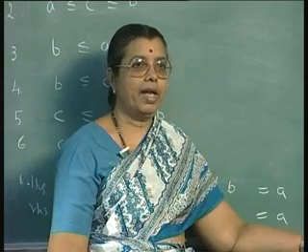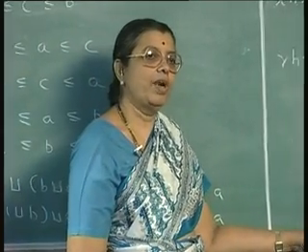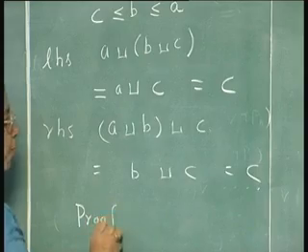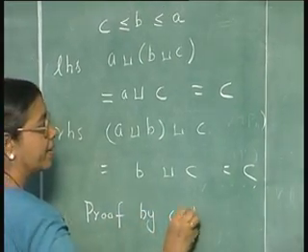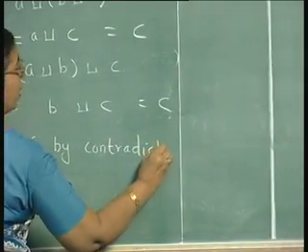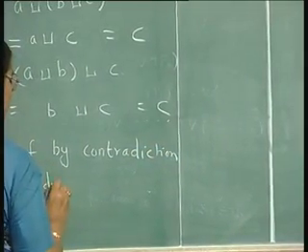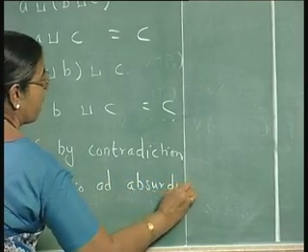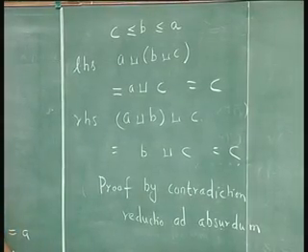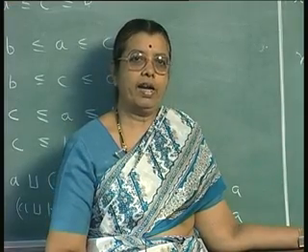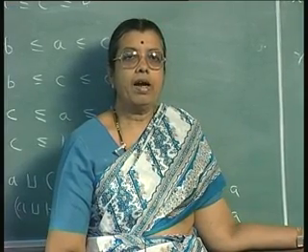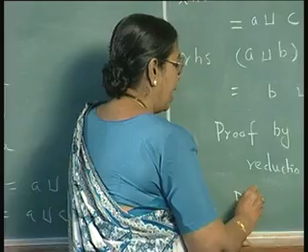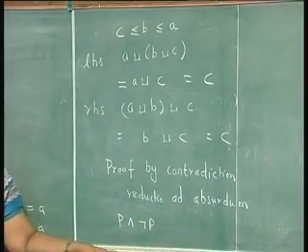Then we come to the important type of proof which you would have learned in school also, that is called proof by contradiction, or reductio ad absurdum. We have already seen what is a tautology, what is a contradiction, and what is a contingency. A contradiction is a propositional form which is always false, something like P and not P. This will always be false.